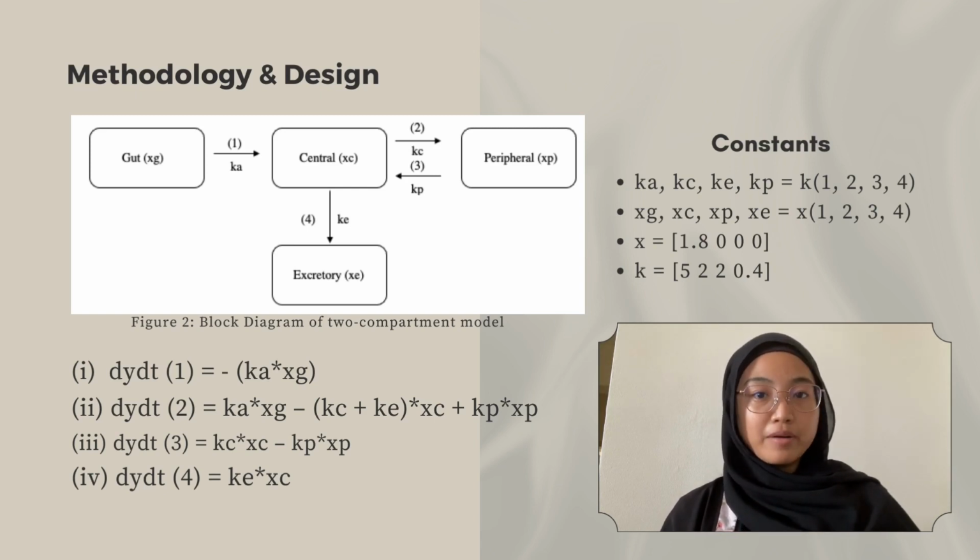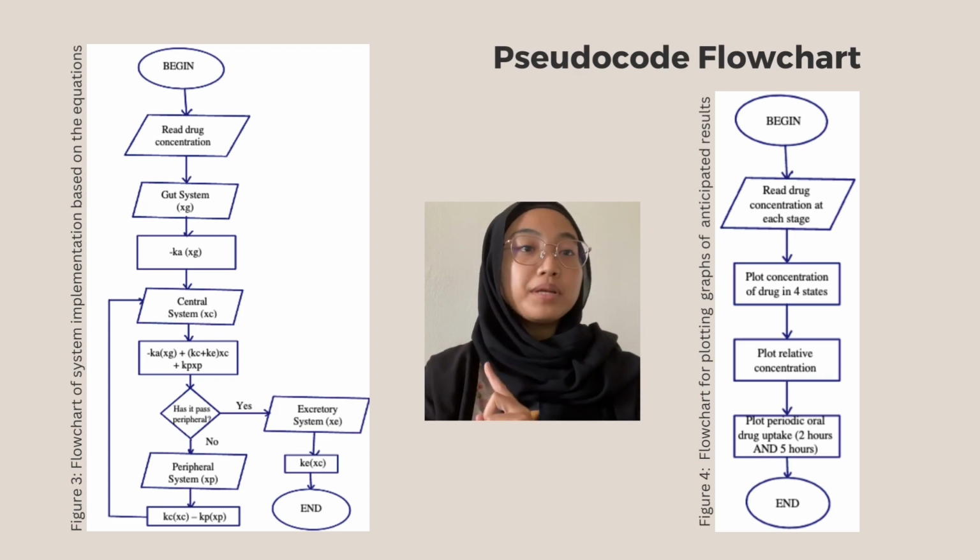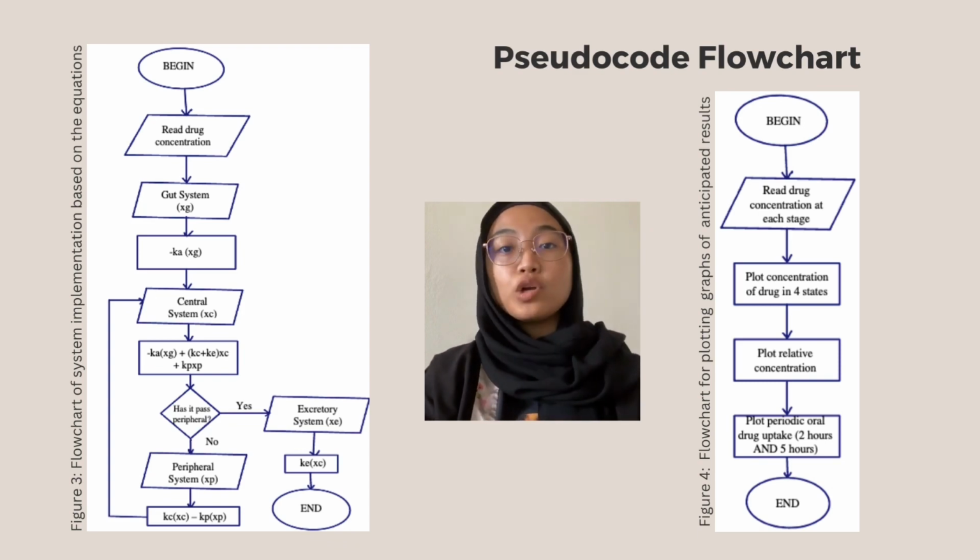In this experiment, we set our own constants, which can be seen on the right side. Most importantly, the concentration of the drug will remain constant, which is 1.8 milligrams. In this system, there will be two flowcharts for the pseudocodes. One will be about system implementation and the other one will be on plotting the results.